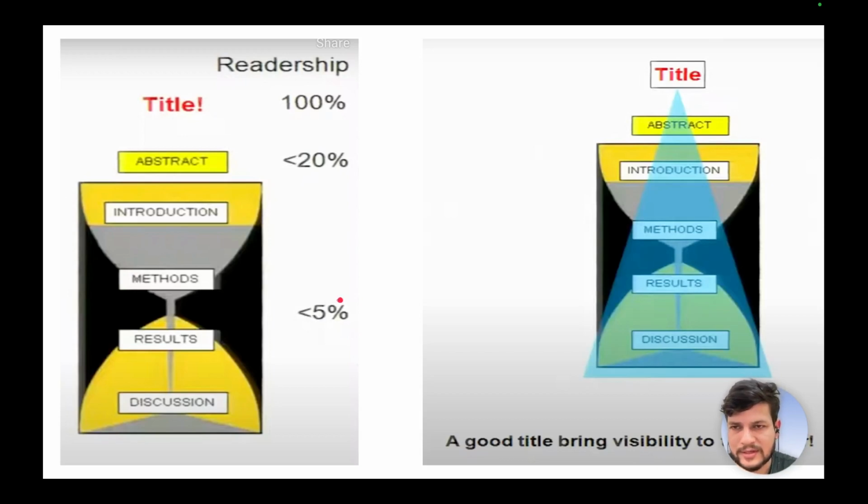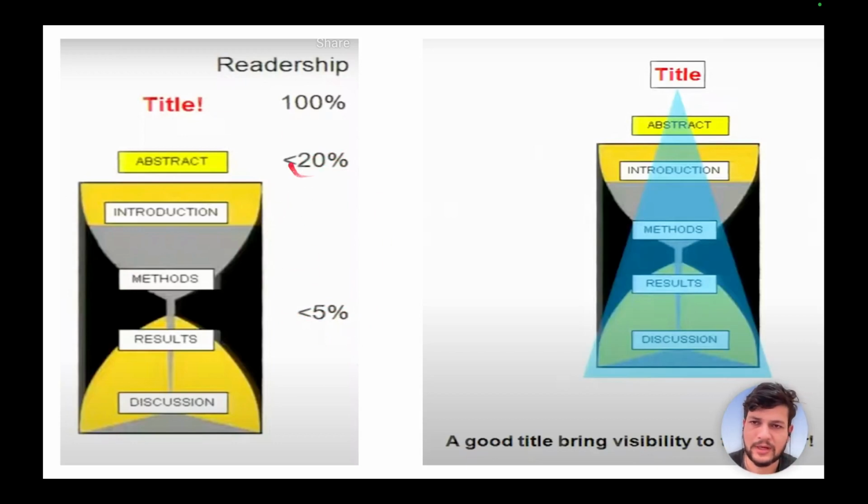This is just one piece of information from a survey that was conducted to know the readership of different sections of the paper. The title has 100% readership. For example, 100 people came, and 100 people read the title. How many of them checked the abstract? Among the 100%, only 20% check the abstract, and only 5% read the whole paper.